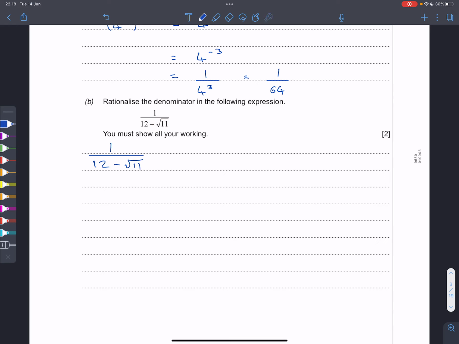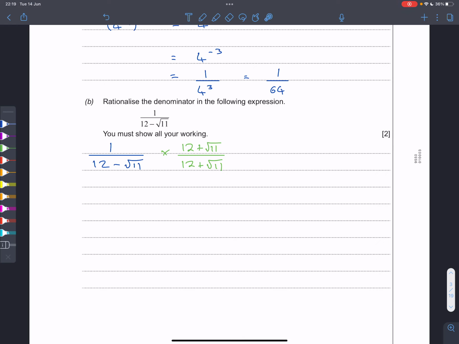Now, if I multiply top and bottom by the same thing, for example by 2, it's the same as multiplying by 2 over 2, which is 1. When I'm multiplying anything by 1, the value stays the same. It's just trying to find the right one to multiply by. In this case, it's the conjugate of the denominator. To find the conjugate, we just switch the sign. So we're going to multiply top and bottom by 12 plus root 11 over 12 plus root 11.